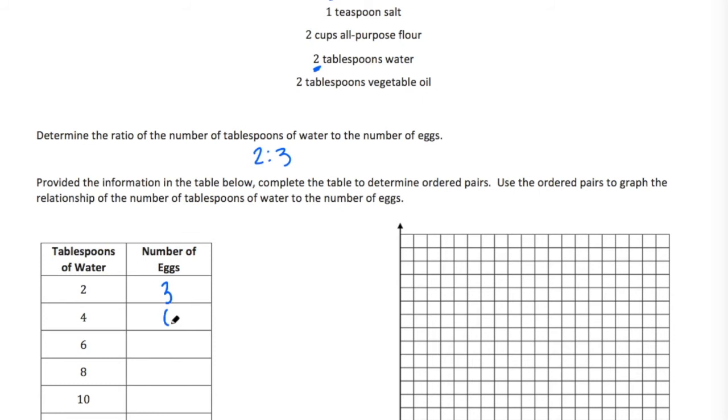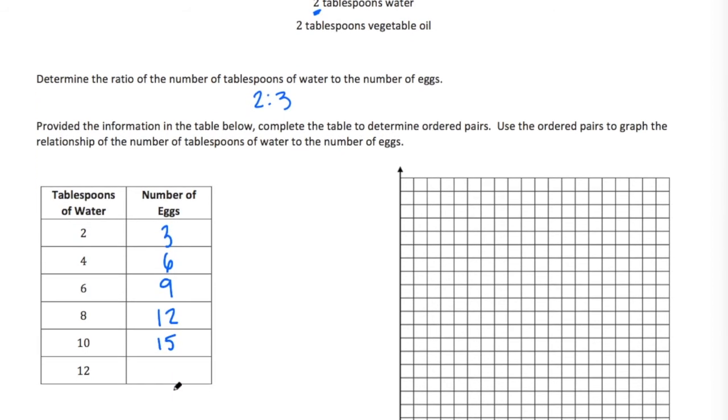So if it doubles, we're going to have 6. Tripled would be 9. Quadrupled would be 12. Times 5 would be 15. And times 6 would give us 18. It says to also show these as ordered pairs. That's what we're talking about with these x, y coordinates here. 2, 3. I'm going to kind of match them up here. 4, 6. 6, 9, 8, 12, 10, 15, and 12, 18.